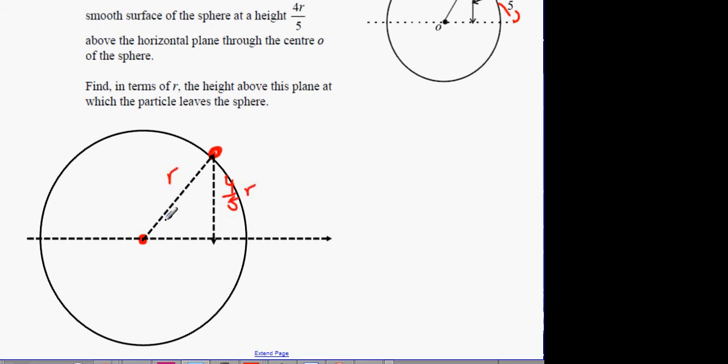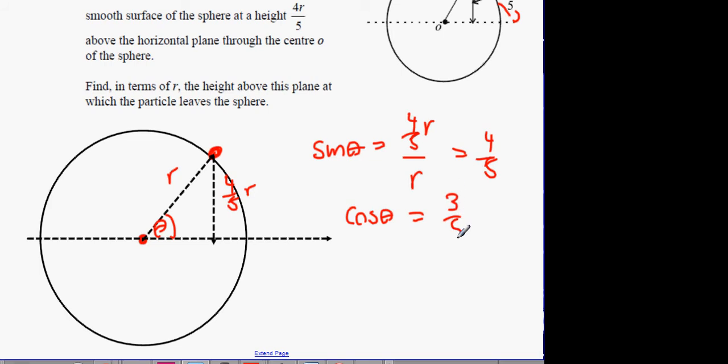Once again, it doesn't matter how you label this angle. All you're doing is changing sines and cosines, the same formula applies, okay? So we're just going to do this one down here. Now, what we can say right away is that sine theta is 4 over 5r divided by r, and that will give us 4 over 5. That automatically means cos theta is 3 over 5, and it means tan theta is 4 over 3.